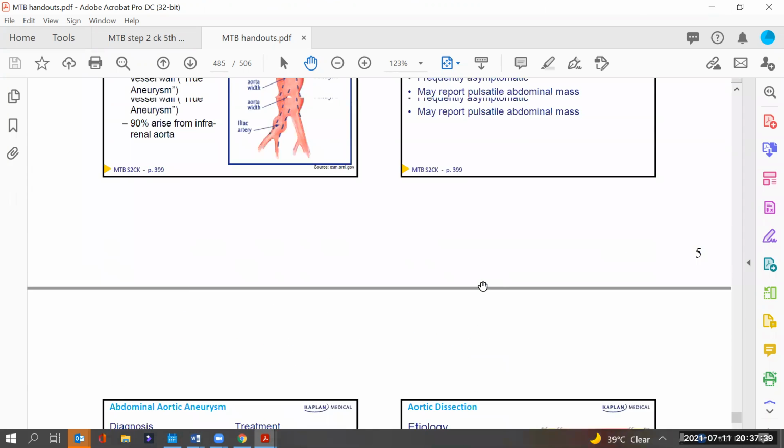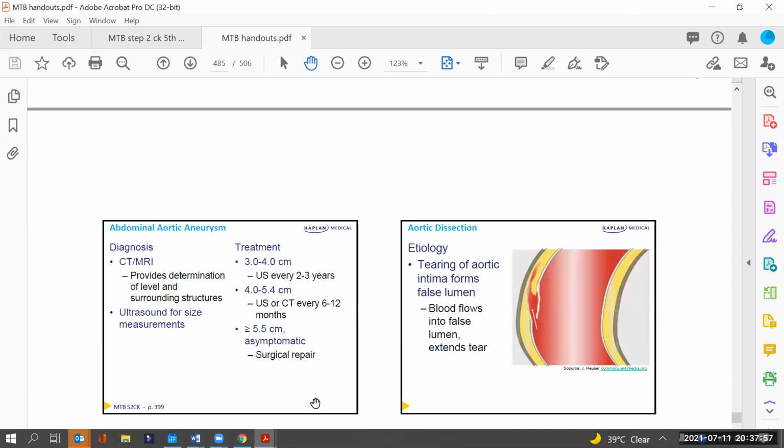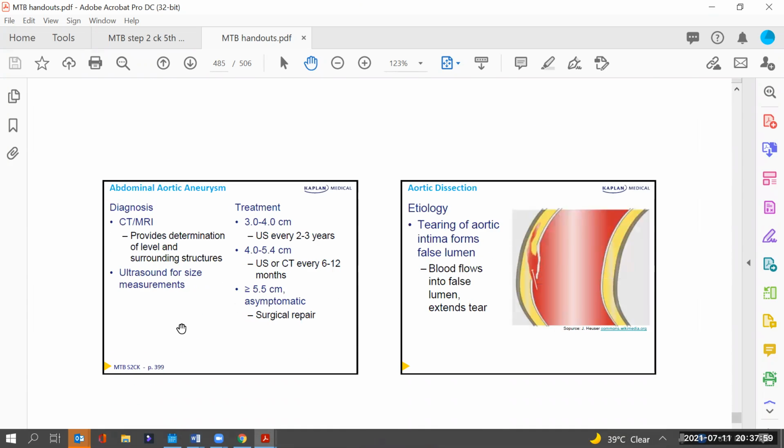So the most important clues for us will be here: the gender of the patient, male; the age of the patient; history of smoking; history of hypertension; and especially when you do the examination, you will find pulsation over the abdomen. So these are some of the important clues in order to make a diagnosis of abdominal aortic aneurysm.